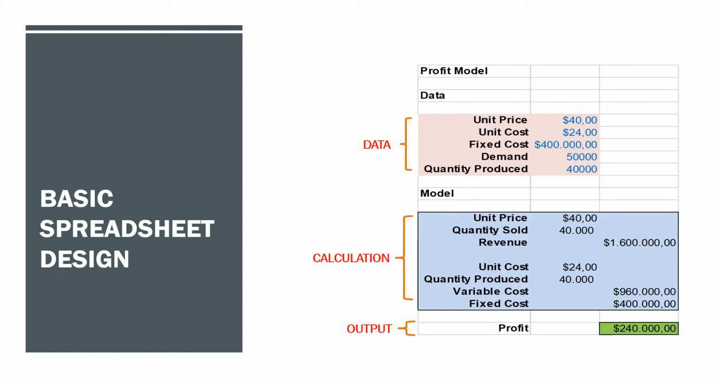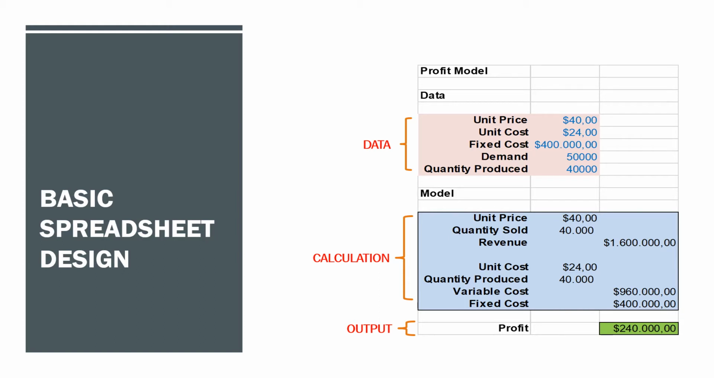You have to separate the input or the data from the calculation and the output. The input is your assumption that you are going to calculate here. This is all of the assumptions. We have unit price here, we have unit cost, fixed cost, demand, and quantity produced.